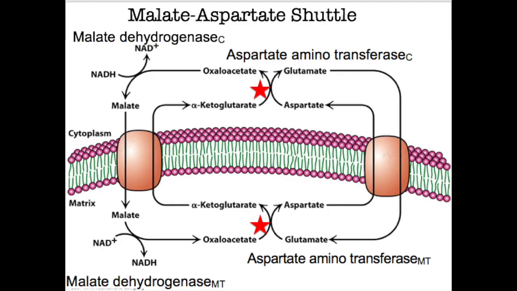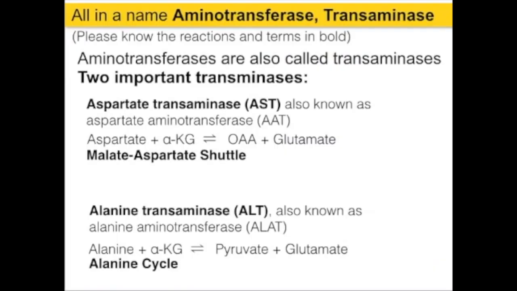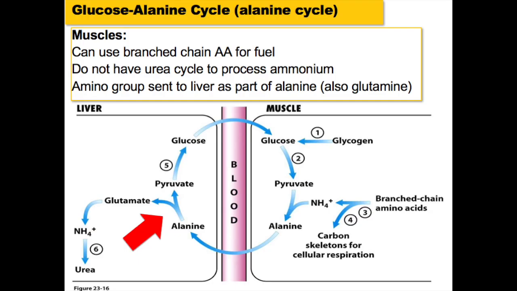Now we saw this enzyme when we looked at the malate aspartate shuttle. Another important aminotransferase is the alanine transaminase, abbreviated ALT. This is also known as alanine aminotransferase, abbreviated ALAT. In this reaction, alanine transfers its amino group to alpha ketoglutarate to yield pyruvate plus glutamate, and this is an important part of the alanine cycle. This is the major way in which muscles release amino groups safely for transport to the liver. The alanine aminotransferase is part of the glucose-alanine cycle, which is also known as the alanine cycle.